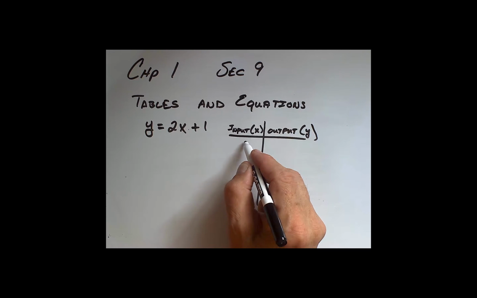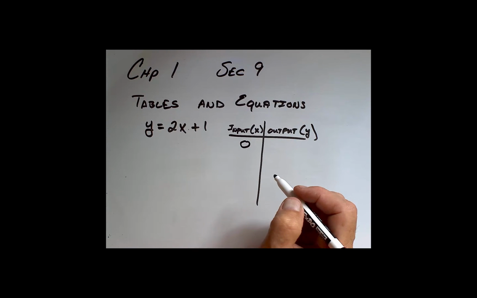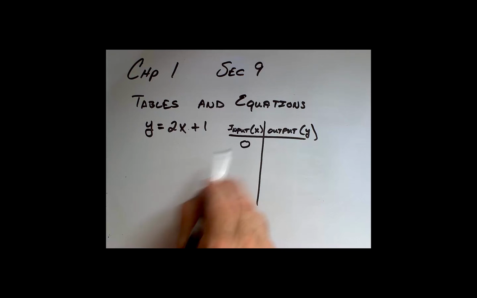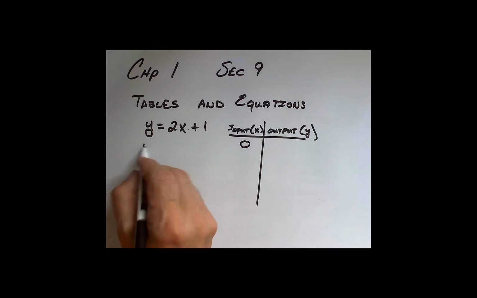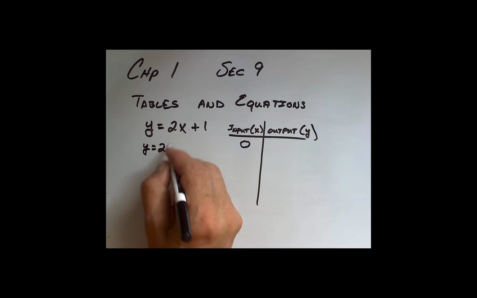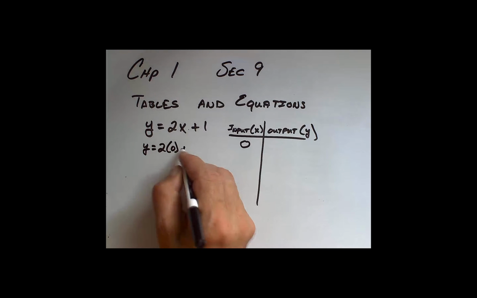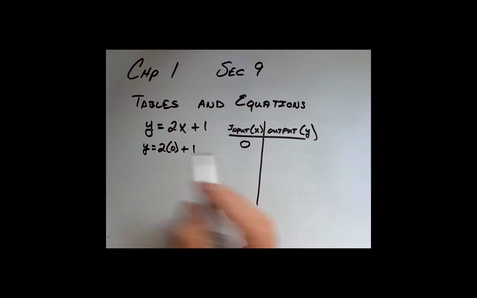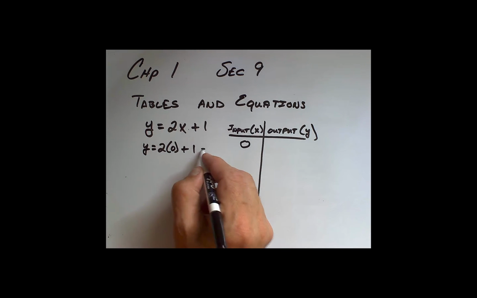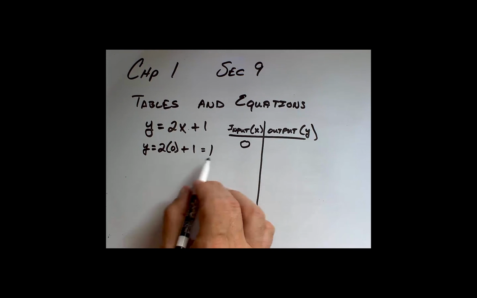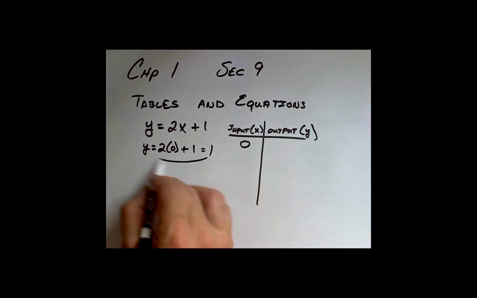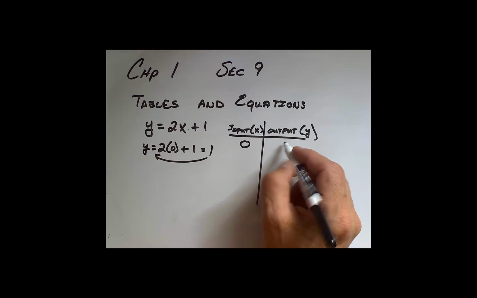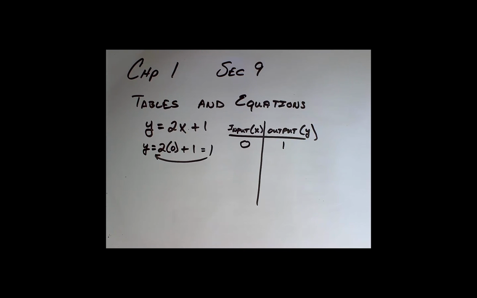So let's start out with a real easy one, 0. If I put 0 in for x, okay, and that's my input, y equals 2 times 0 plus 1. Well, 2 times 0 is 0, plus 1 is 1. So I know my output, my y, right there, is going to equal 1.